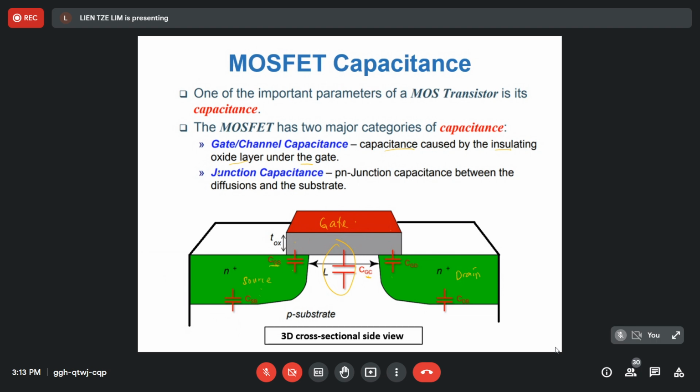Then there is another capacitance we call junction capacitance. Junction capacitance is a PN junction's capacitance between the diffusions and the substrate. So this refers to these two capacitances, the source to body capacitance and the drain to body capacitance. Why is this junction capacitance? Because there is a PN junction here. You see, this is an N plus, N type region, and this is a P type substrate. Two different types, so there is a diode, from P to N. So this is a PN junction between the N type and the P type substrate. Also, there is another junction here.